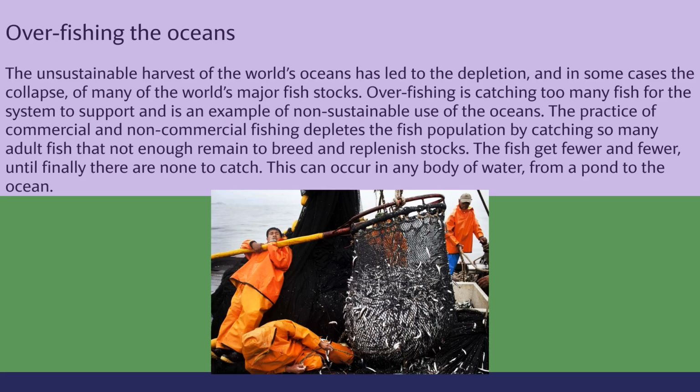Overfishing the oceans. The unsustainable harvest of the world's oceans has led to the depletion and, in some cases, the collapse of many of the world's major fish stocks. Overfishing is catching too many fish for the system to support and is an example of non-sustainable use of the oceans. The practice of commercial and non-commercial fishing depletes the fish population by catching so many adult fish that not enough remain to breed and replenish stocks.